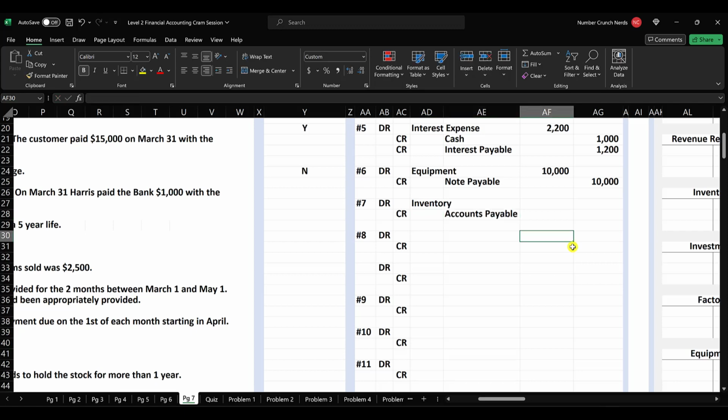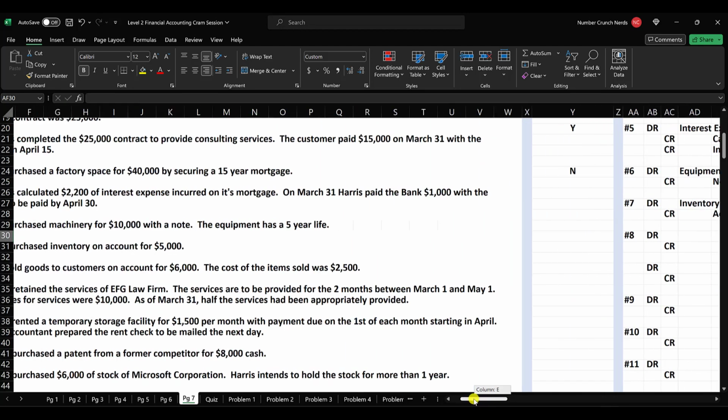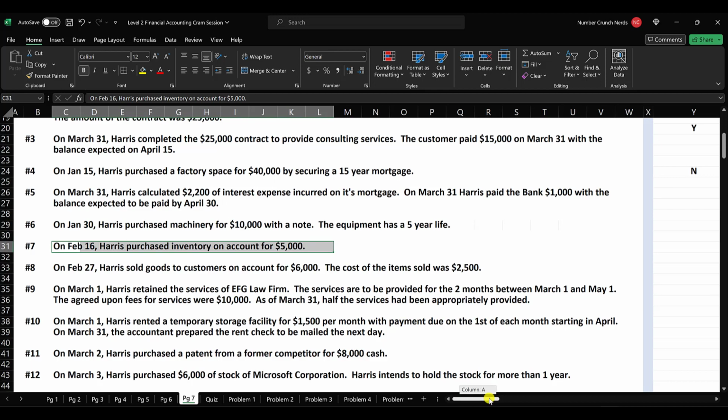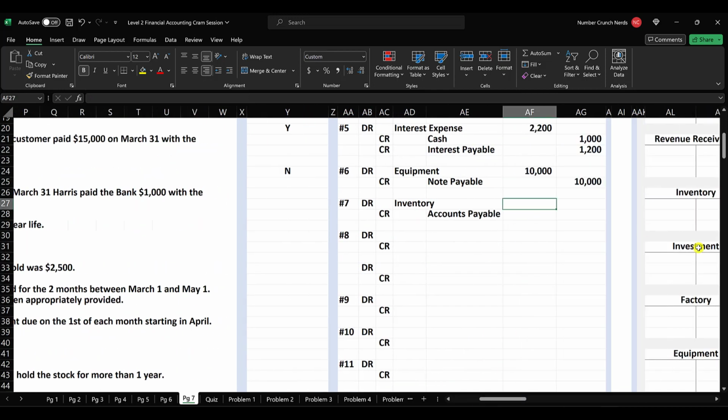Accounts payable is like a catch-all bucket if you don't have another payable specific to the item. Inventory is one of those things that turns over and over and over and tends to go into a catch-all bucket called accounts payable. That's what you're going to see in your accounting classes. $5,000 was the amount. So let's go back over here. We're going to put $5,000 in for the debit as well as the credit.